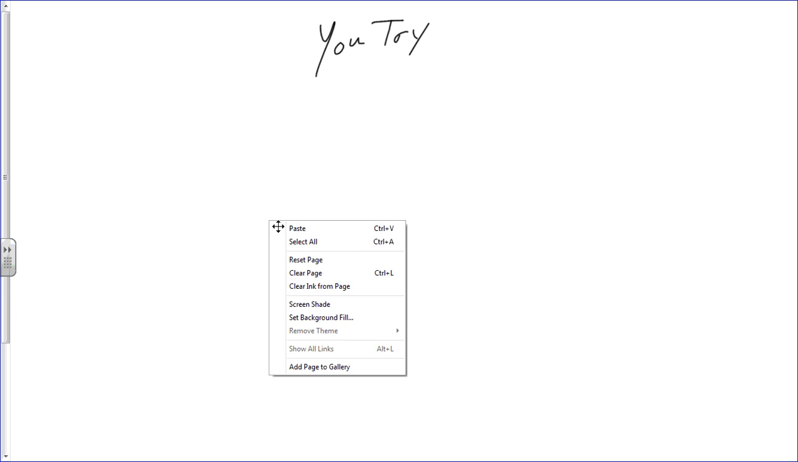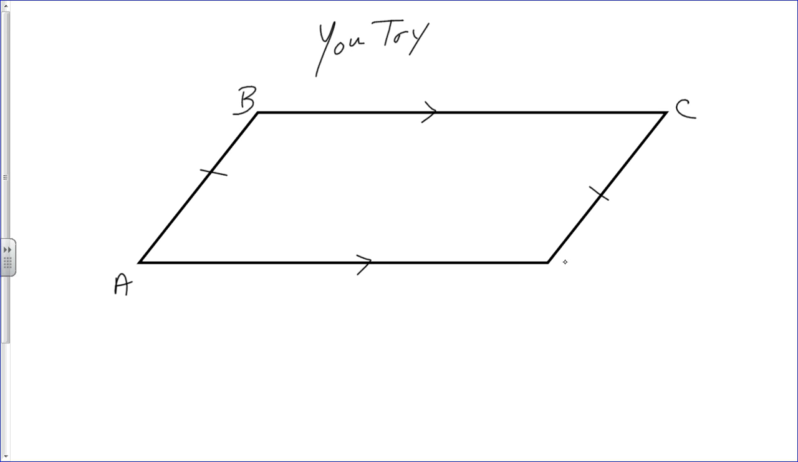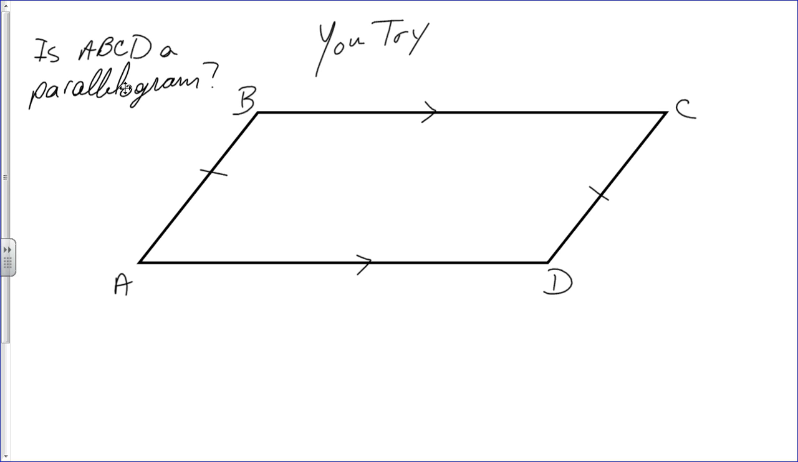Now let's do another try. Let me paste in our quadrilateral here. All right, so we know these two sides are parallel, and this is congruent. All right, so the question here is: is quadrilateral ABCD a parallelogram? All right, so go ahead and pause the video and figure this out. Is this a parallelogram?